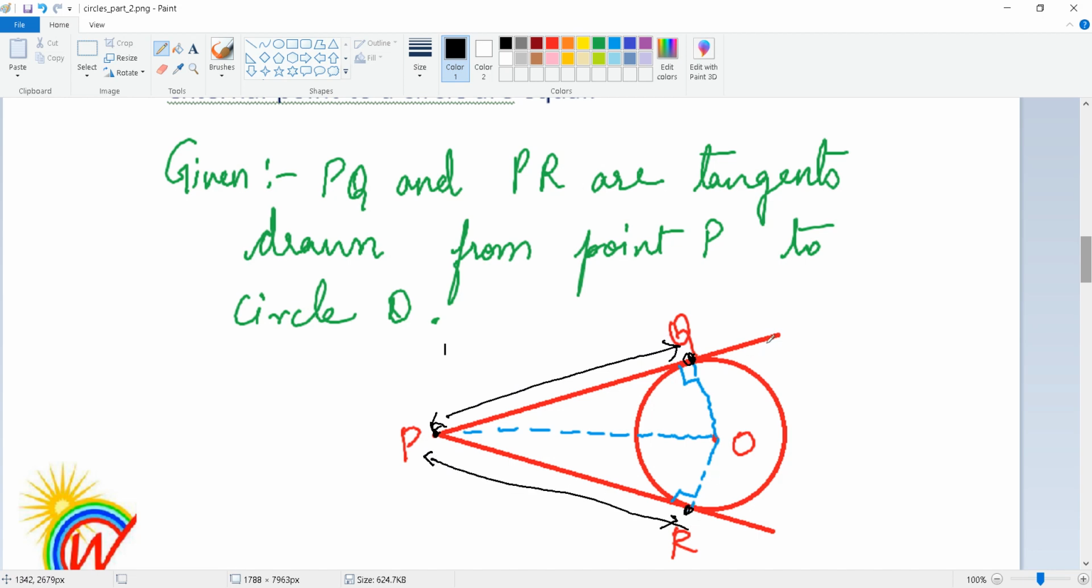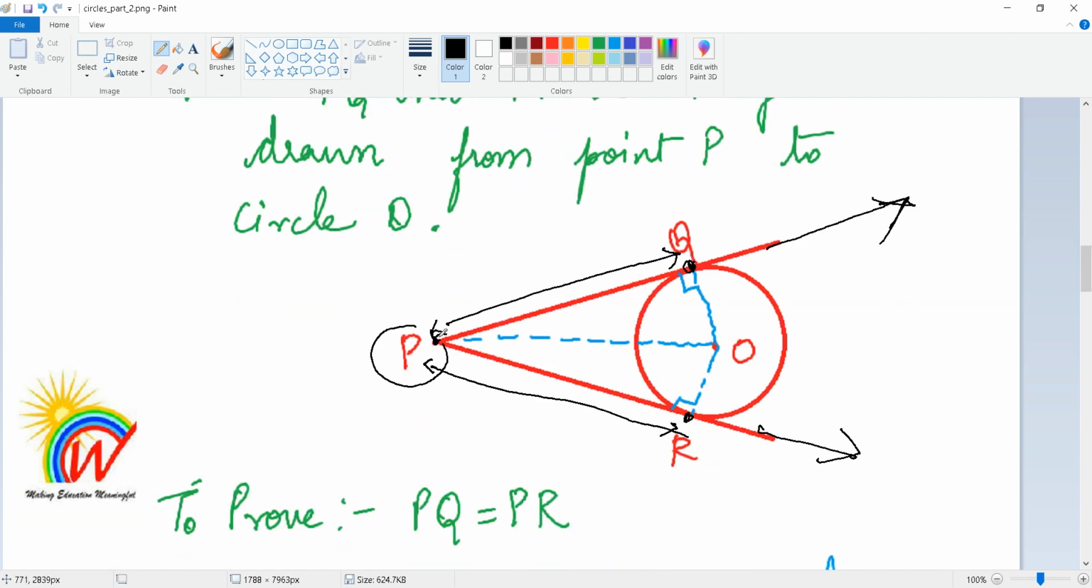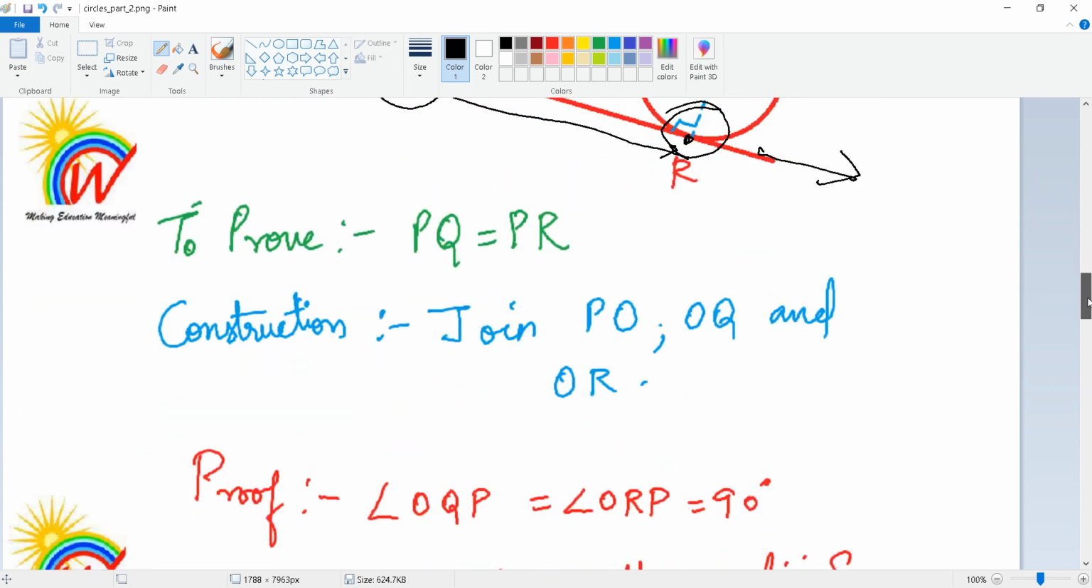If I extend this line, that doesn't mean anything. You can extend it as much as you want, it doesn't make any sense. We are just bothered about the point from where it starts and where it touches the circle. Understood? So these two, PQ and PR, are going to be equal to each other. That is what we need to prove.